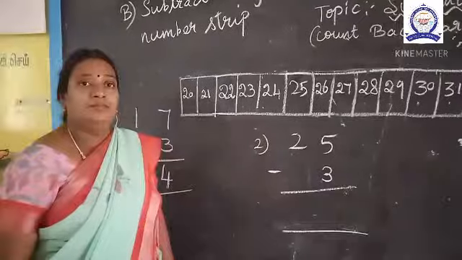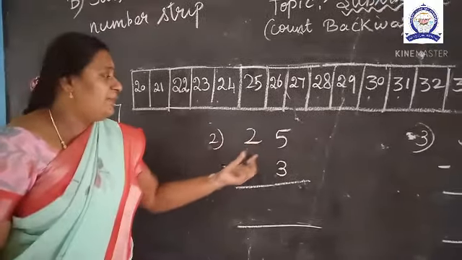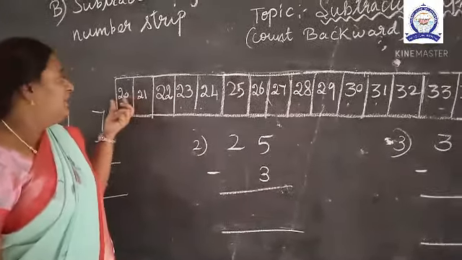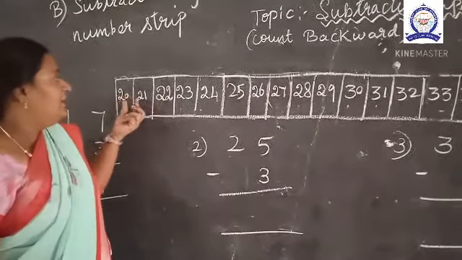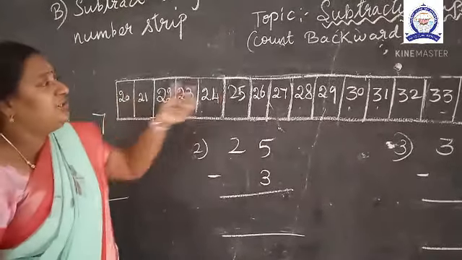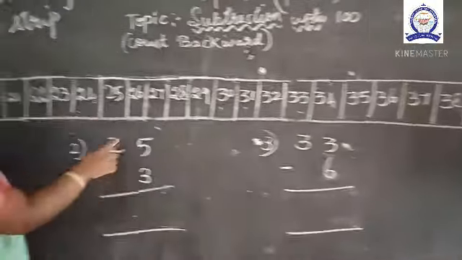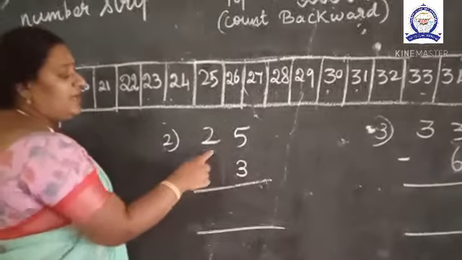Similarly, you have to subtract. Second sum, 25 minus 3. So using number strip, we are going to subtract. I have drawn a number strip from 20 to 40. From this we are going to subtract 25 minus 3.